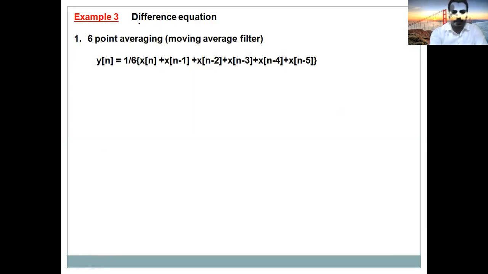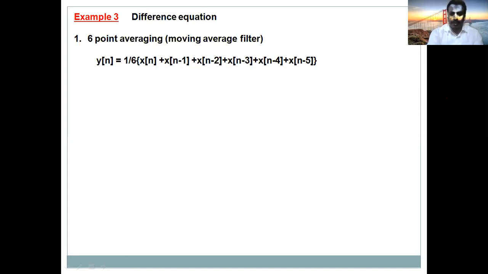We'll see examples on difference equation. As you know, difference equation is an equation which relates the input and output of a discrete time system. So any discrete time system has its own equation. We call this the difference equation of that particular system.